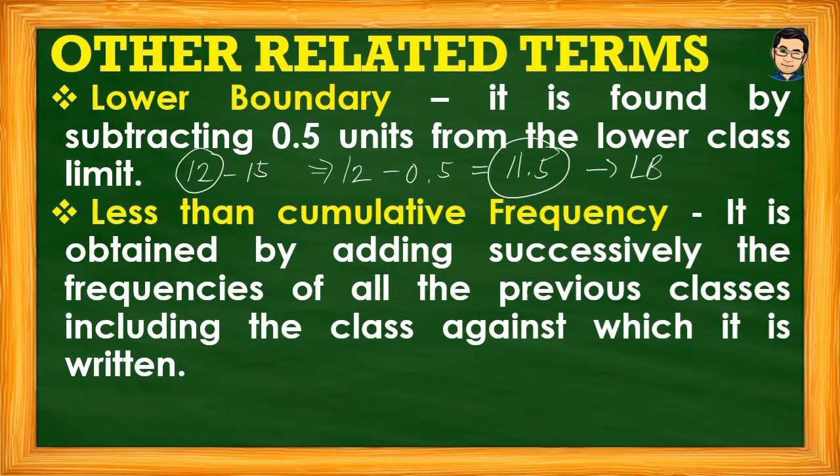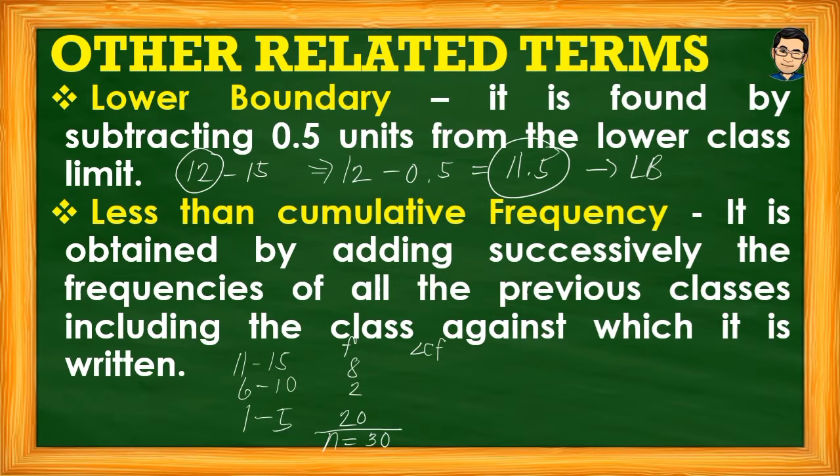Okay, so usually, nag-a-add tayo sa ibaba, papataas. Like for example, pinakamababa natin is 1 to 5, and then 6 to 10, 11 to 15. Diba, yung frequency, ito, 8, 2, and then 20. Okay, and then yung n natin, halimbawa, is 30. So, n is equal to 30. Yung less than cumulative frequency natin, dinedenote siya as less than CF. So, less than cumulative frequency.